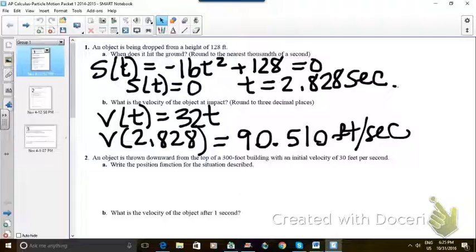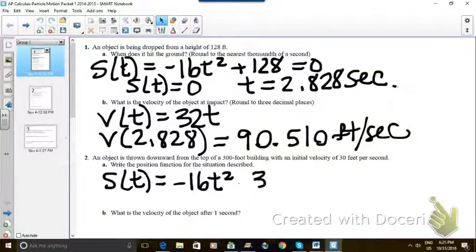Okay, question number 2. An object is thrown downward from the top of a 300-foot building with an initial velocity of 30 feet per second. What is the position function for the situation described? So position equals negative 16t squared minus 30t plus 300.